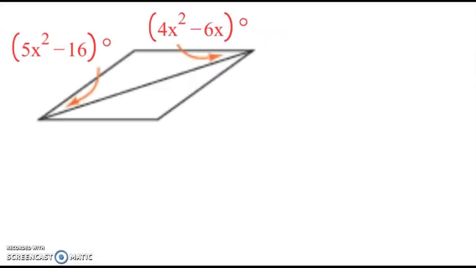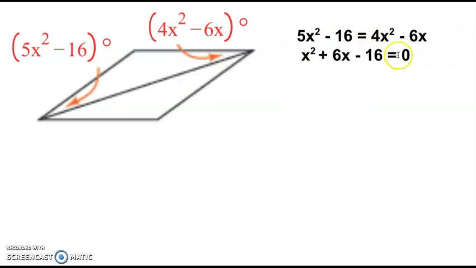Remember, in the rhombus, opposite angles are congruent to each other. So set these equal to each other, and then subtract 4x squared from 5x squared. You get x squared. Add 6x to the other side, minus 16 equals 0. So set everything equal to 0. Now we have a quadratic equation. To solve for x, we've got to factor it.